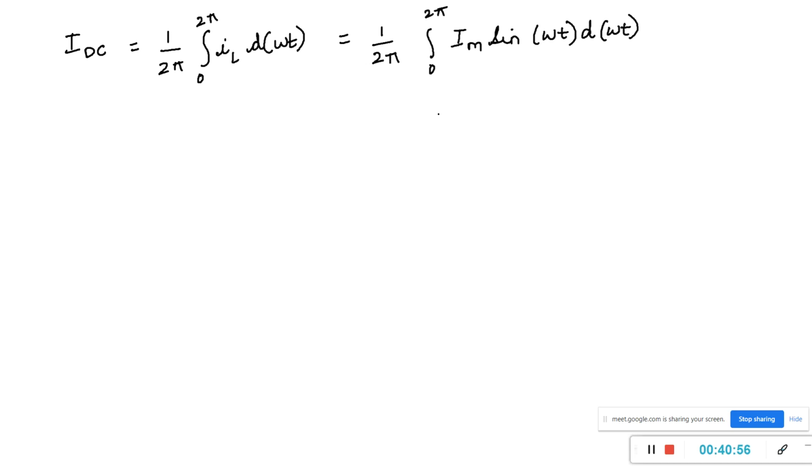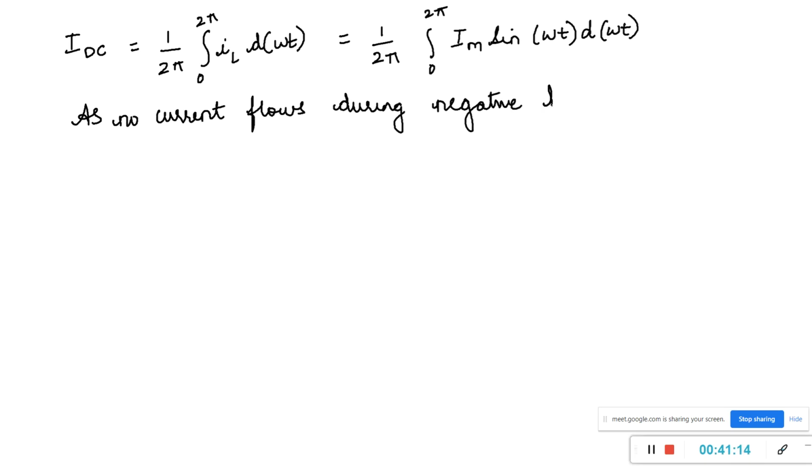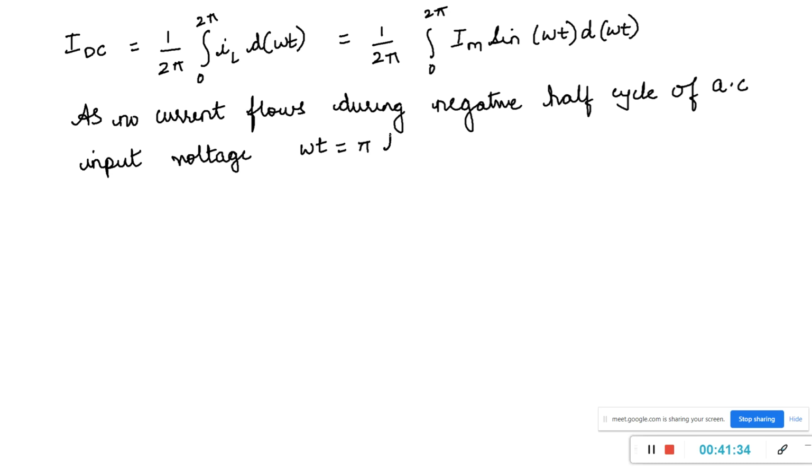d omega t. Okay. So as no current flows during the negative half cycle of the AC input voltage, no current flows during the negative half cycle of the AC input voltage, that is from omega t equal to pi to omega t equal to 2 pi.